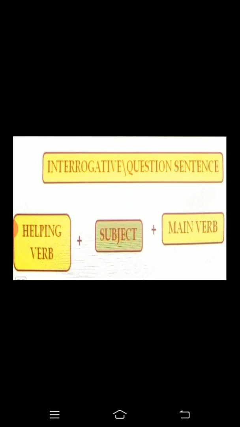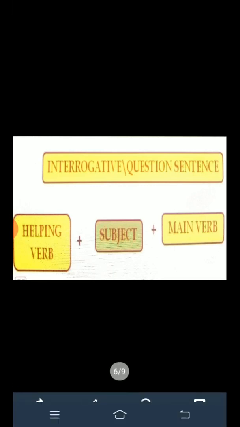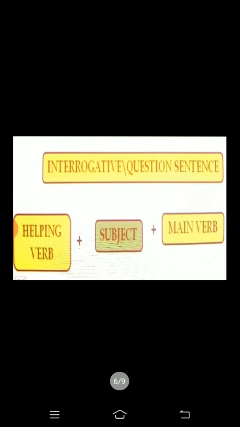One more example. The cattle is grazing. What is the subject? The cattle. And what is the main verb? Grazing. And what is the helping verb? Is. So, is will come at the first place, followed by the subject and the main verb. So, my question sentence will be, is the cattle grazing? Is it clear, children? That the helping verb comes before the subject and the main verb comes after the subject.